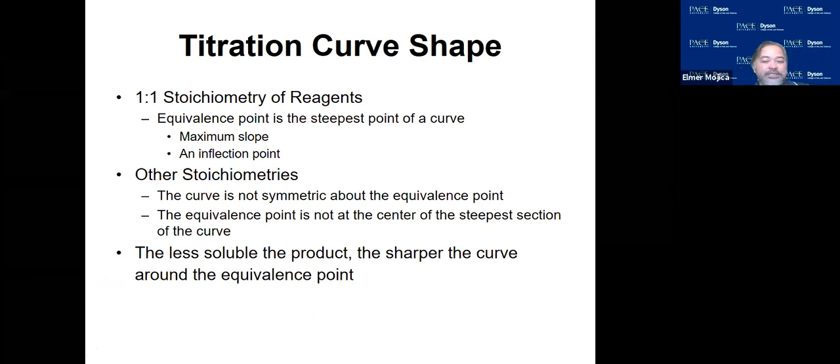In a 1:1 stoichiometric ratio of the reagents, the equivalence point is the steepest point of the curve. That's the maximum slope point, or an inflection point. Now, for the other stoichiometry, the curve is not symmetric about the equivalence point. And usually, if it's not 1:1, the equivalence point is not the center of the steepest section of the curve. Now, what they said here: the less soluble the product, or the more insoluble the product is, the sharper the curve around the equivalence point.